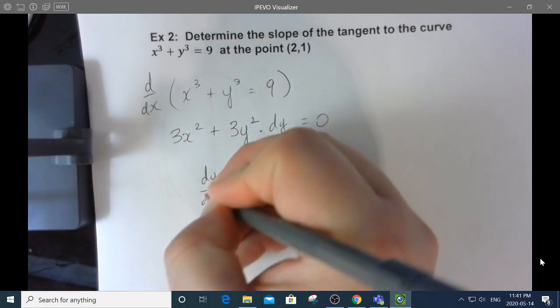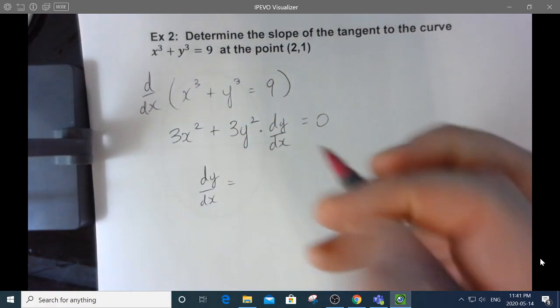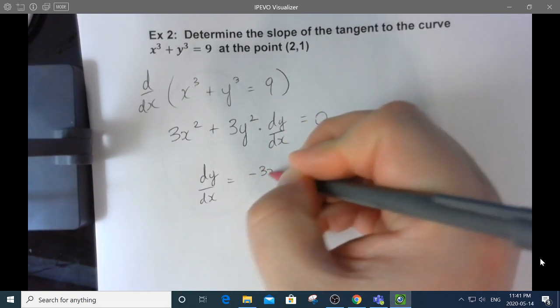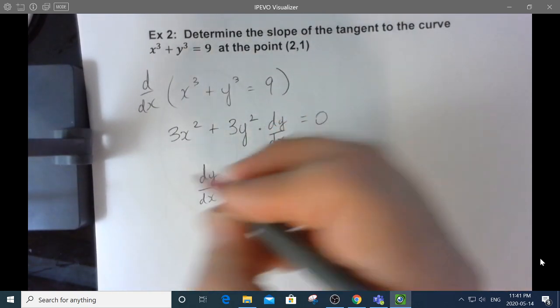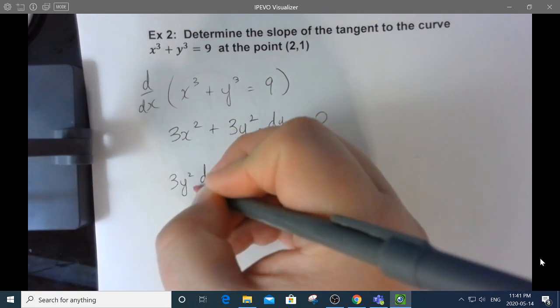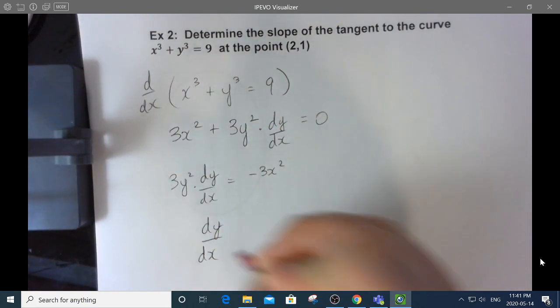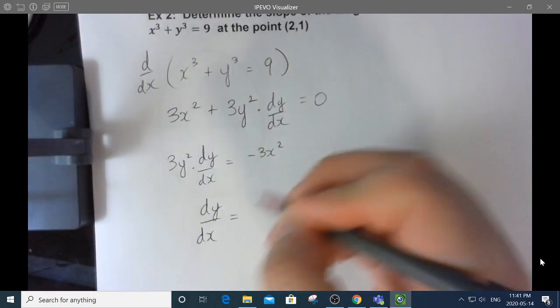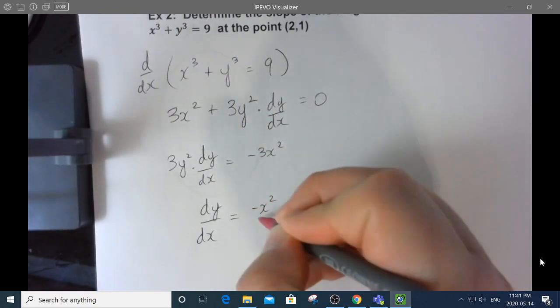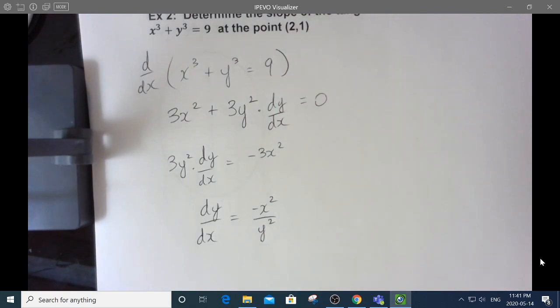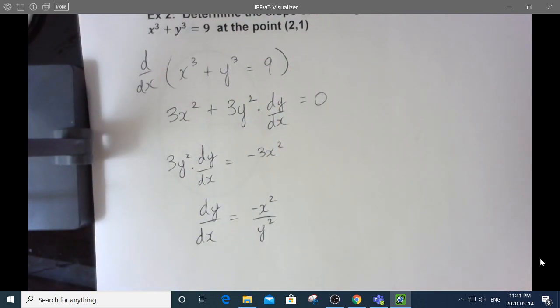So dy by dx would be, let's see, we'll move the 3x squared to the other side. Maybe I'll do it in 2 steps again. And then I'll divide both sides by 3y squared. It'll cancel my 3's and leave me with negative x squared over y squared. Notice you can't cancel those squareds. Please don't do that. And of course, we were using the point 2, 1.